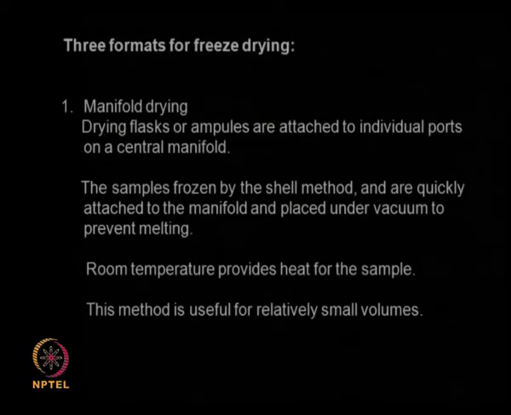There are different types of freeze drying. One is called manifold drying. We have a central manifold, and you attach many ampules or drying flasks to the central manifold. The samples are frozen by the shell method. First the samples are frozen separately, and then they are attached to the manifold, and then you apply the vacuum to prevent melting, and then you bring up the temperature. Room temperature provides the heat. Generally this type of method is very good for small volumes.